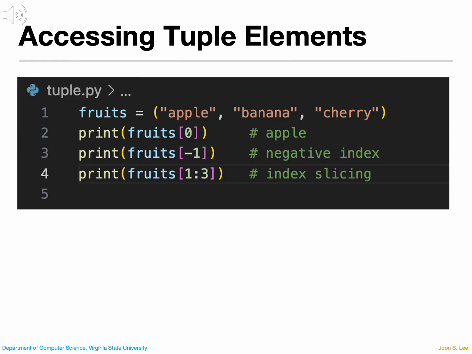The last line, fruits[1:3], shows something called index slicing, which lets us access a range of elements. We'll come back to slicing later in more detail, but for now, just know that it allows us to extract part of a tuple without changing it. So even though tuples are unchangeable, they are still indexable and sliceable, just like lists.